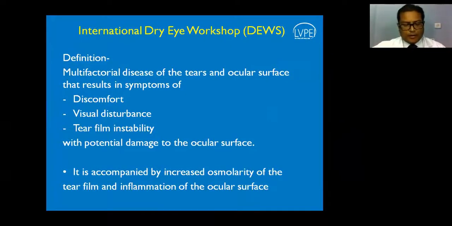The definition of dry eyes has undergone several modifications. The latest is what we follow now. There are several components to this, which includes that it is a multifactorial disease of the tears and ocular surface that results in symptoms of discomfort, visual disturbance, tear film instability, and potential damage to the ocular surface. It is accompanied by increased osmolarity of the tear film and inflammation of the ocular surface.